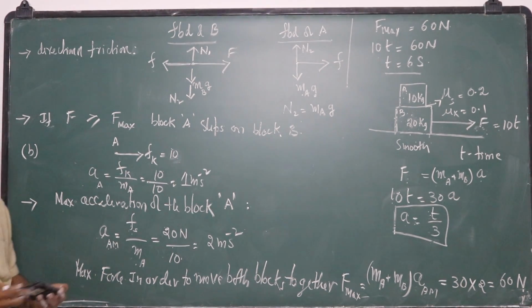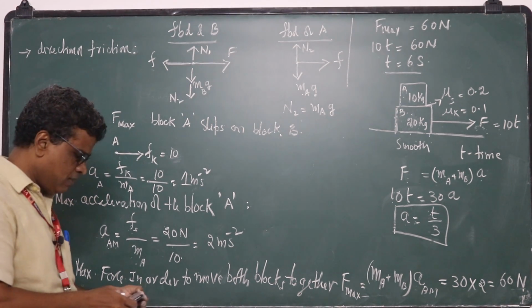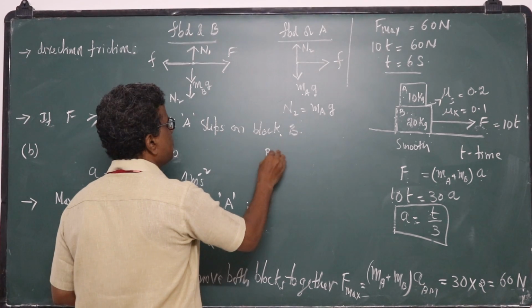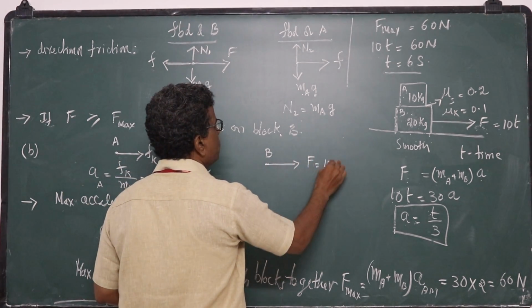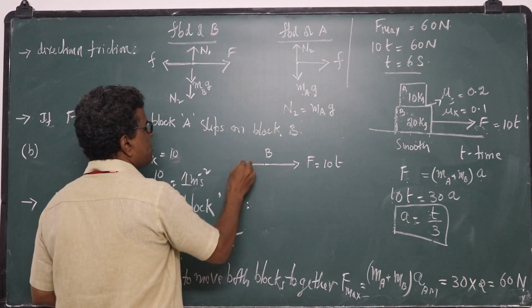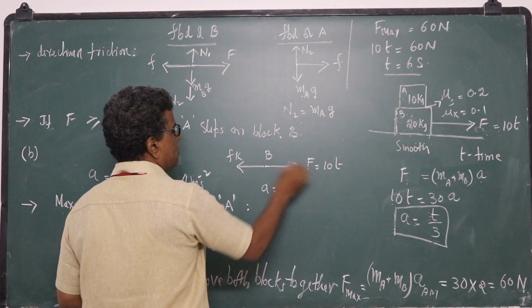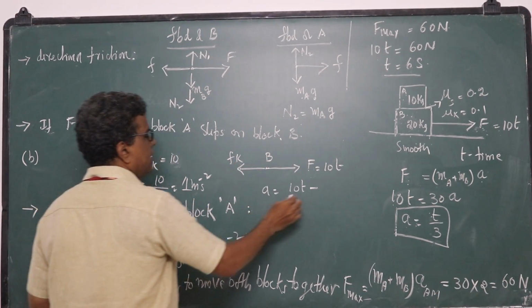I still have one more. At that time, what is the acceleration of B? The force acting on it is F equal to 10t, and the frictional force is Fk. So its acceleration is the net force, 10t minus Fk. What is Fk?